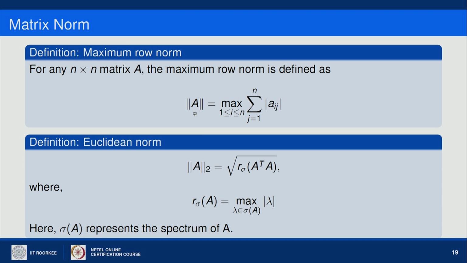The third norm we are going to define here over the set of matrices is the Euclidean norm, and that is given by the square root of rho of A transpose A, where rho of A is given by the maximum absolute value of lambda, and lambda is an eigenvalue of A. It means the maximum over all eigenvalues in terms of absolute value.